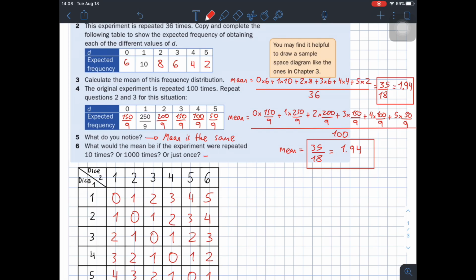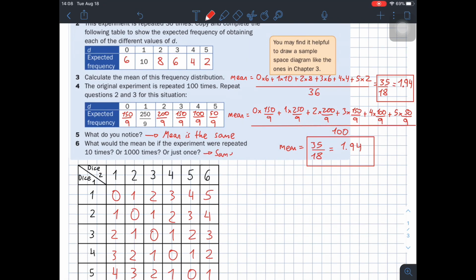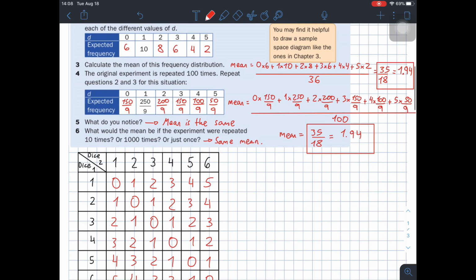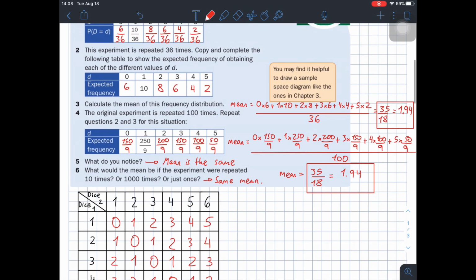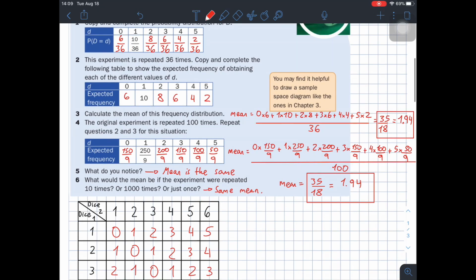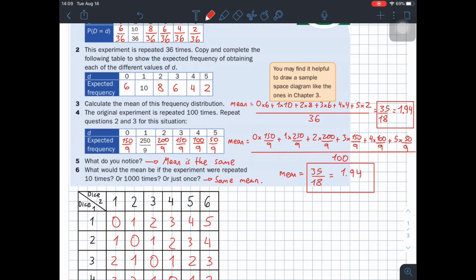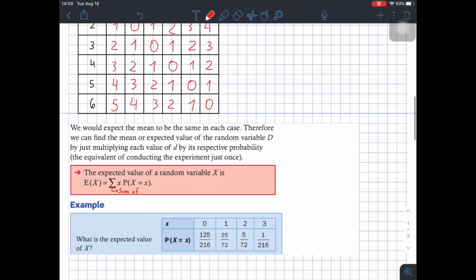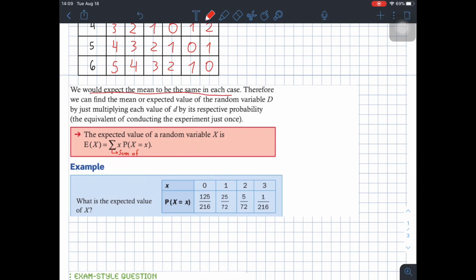Well, by looking at the previous results, we can conclude that the mean would stay the same, right? Same mean. So that means that the expected value of a specific value, in this case the difference, for example, the expected value for getting a difference of 0, is independent of the number of throws I do, right? It only depends on the probability of obtaining that specific value, right? And that's what expected value is about. It says we would expect the mean to be the same in each case.